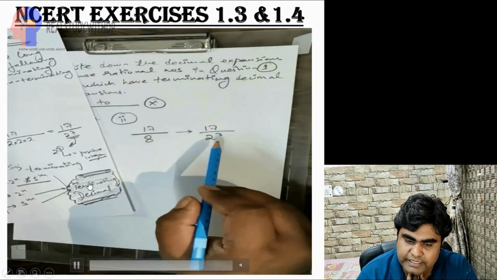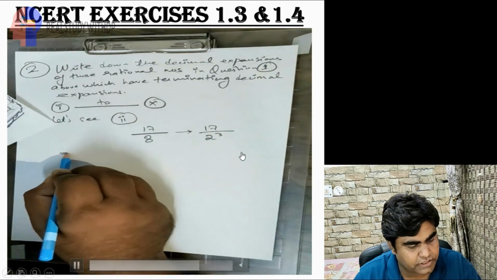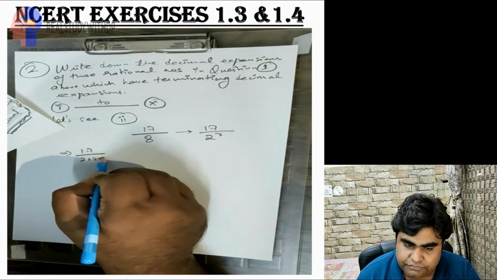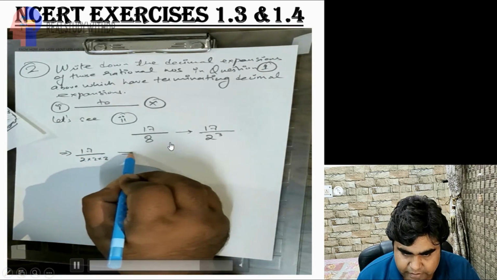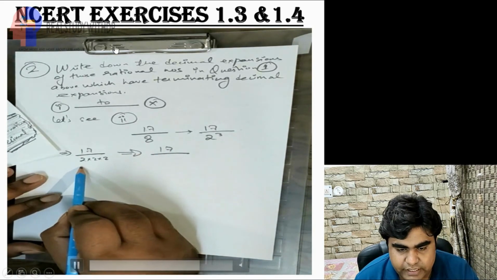So it was the terminating number. So it was just the terminating number, and after getting that this is a terminating number, we are going to convert it into P by Q form, because that's what the question is asking.